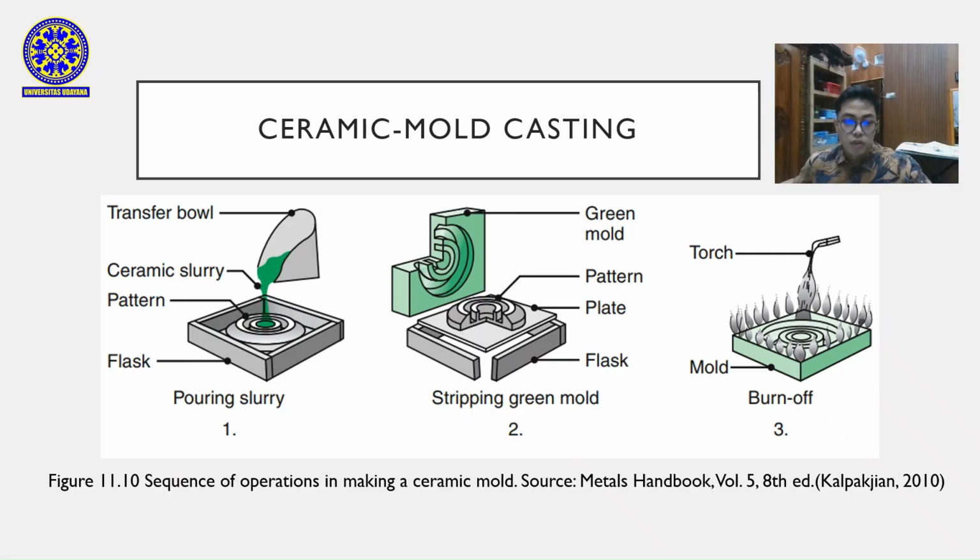These figures show the first three steps of making a ceramic mold. First, a ceramic slurry, which is a mix of refractory materials, is poured from a transfer bowl over a pattern that is resting in a flask. After the slurry sets, the green or unset mold is stripped or removed from the pattern. Finally, the mold undergoes a burn-off stage where a torch is used to ignite and burn off any volatile matter before it's baked for high temperature use.